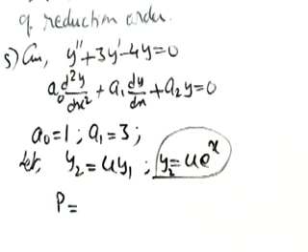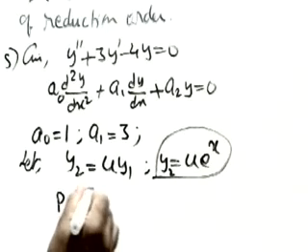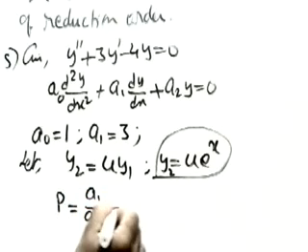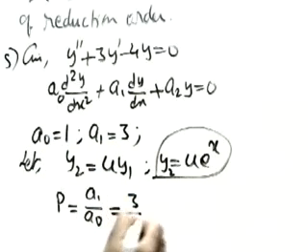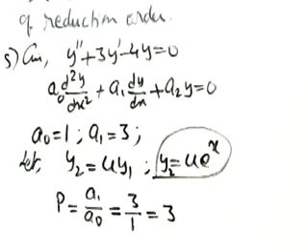The next step, we have to find p. What is the formula of p? The formula of p is a1 by a naught. So a1 is 3, a naught is 1. So p will be 3.